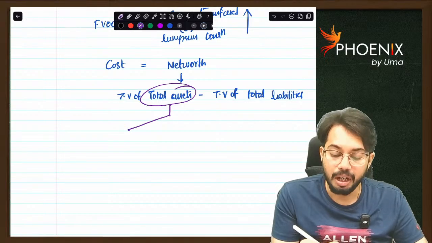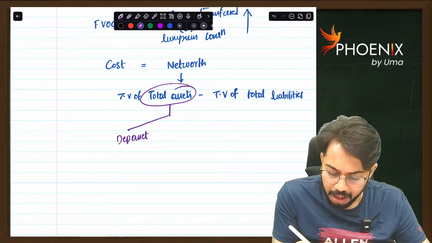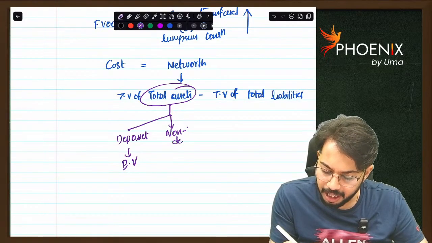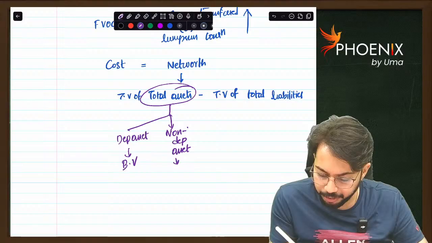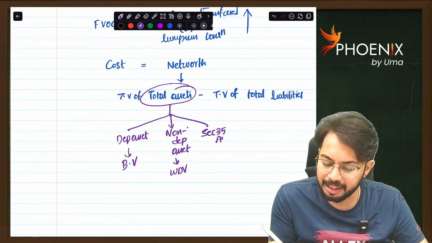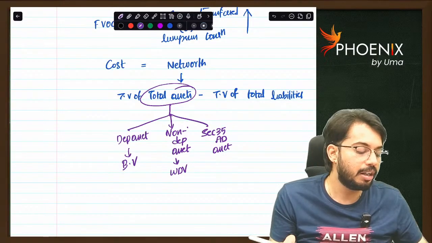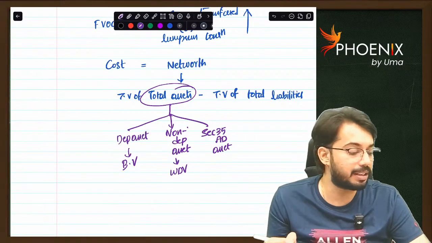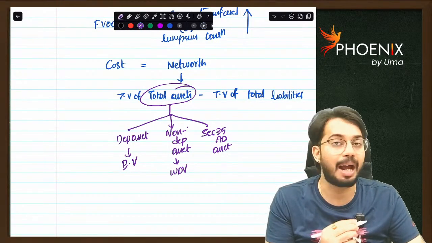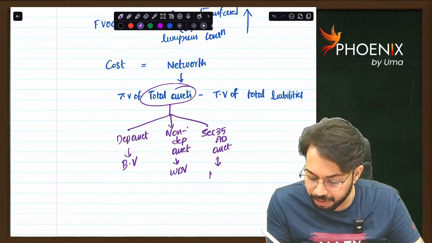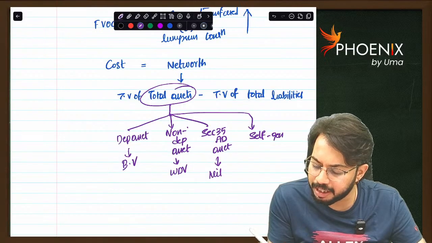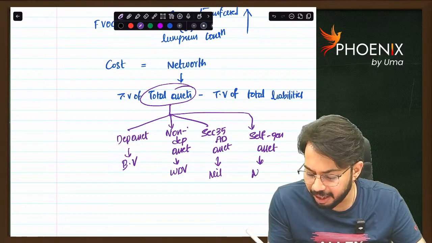If it is depreciable asset, then we will consider book value. If it is non-depreciable asset, then we are going to consider written down value. Next, if it is section 35AD asset, section 35AD means, you know, right, specified business. In case of specified business, 100% of the expenditure is allowed as deduction, both revenue expenditure and capital expenditure. So for section 35AD asset, you will consider value as 0. Last one is self-generated asset. For self-generated asset also you will consider value as 0. Are you able to understand?